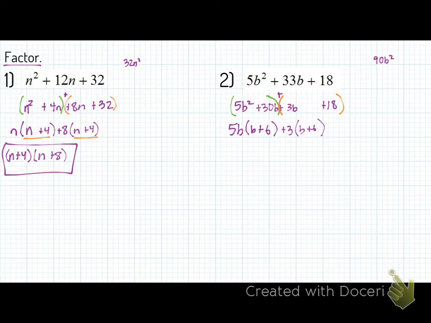Now, do you notice that I have the same common binomial in both of these terms? You all see that? So we got b plus 6. We're just going to bring that down and factor that out. And then we have 5b, I'm using a different color here so you can see where it went, plus 3. Y'all see that? Okay, awesome. That's your final answer. We're breaking apart.